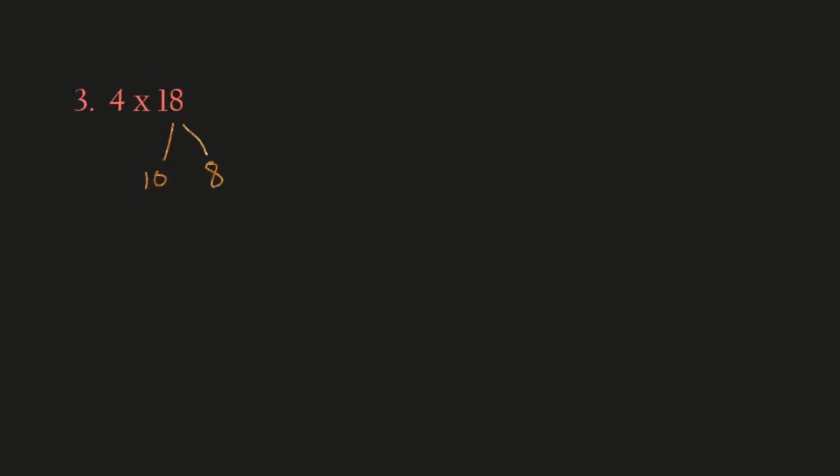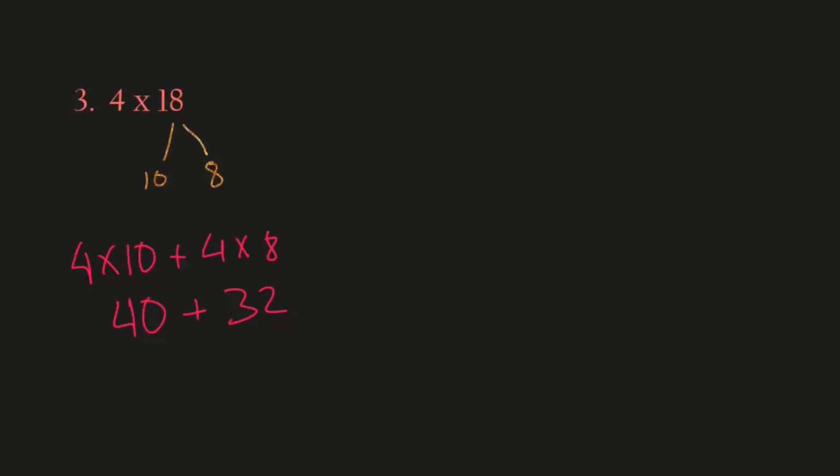Now, what we're going to do is we're gonna do 4 times 10, and then 4 times 8, and then we're gonna put an addition symbol in between. So now, we're gonna do 4 times 10, which is obviously 40, and 4 times 8, so 4 times 8 is 32, and let's put a plus sign.